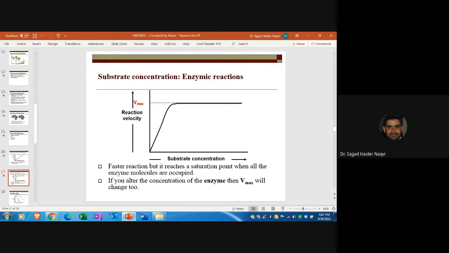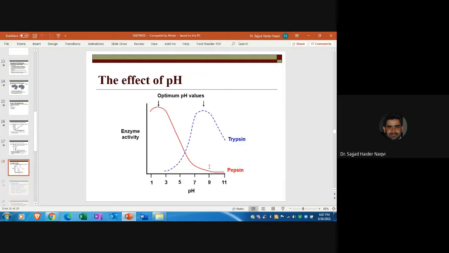If you alter the concentration of the enzyme, then the situation is different, because then the Vmax will be changed also, because adding more enzymes means more active sites and more available spaces for the substrate. So that's a different story.